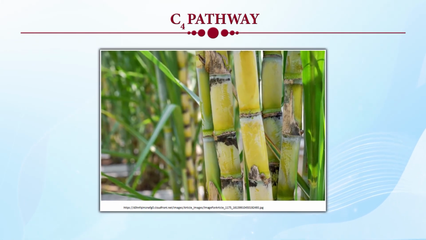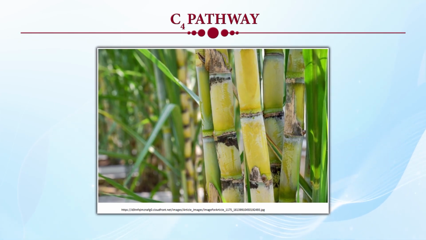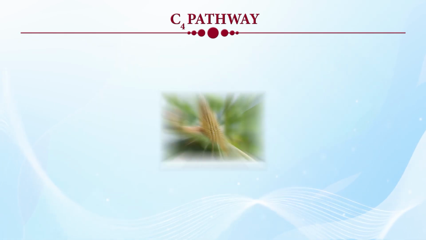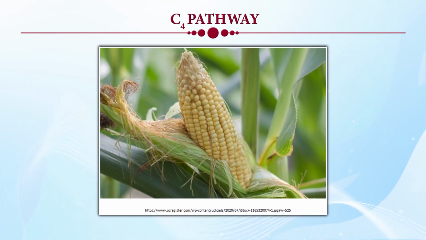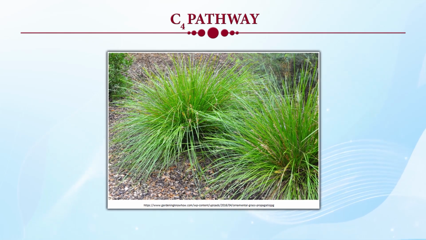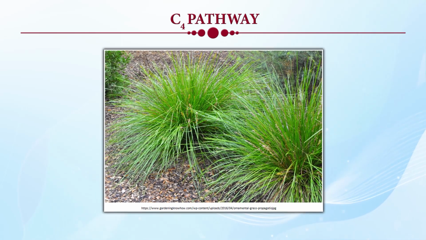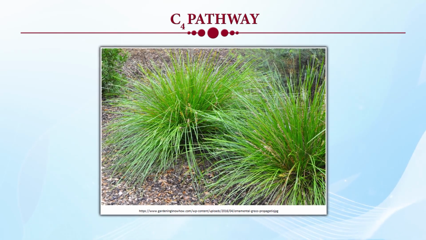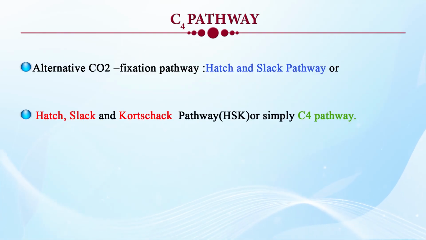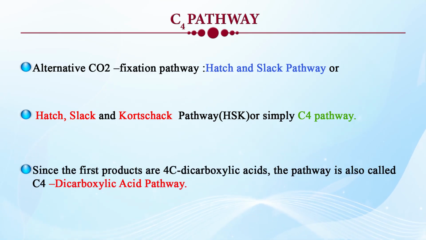As you can see on your screens, sugarcane is a very important example of the C4 pathway, and so is corn or Zea mays. Of course, this type of cycle also takes place in tropical grasses. Actually, it is an alternative carbon dioxide fixation cycle, and since the first products are not C3, they are in fact C4. So, it is more appropriate to call this cycle the C4 cycle or the dicarboxylic acid pathway.